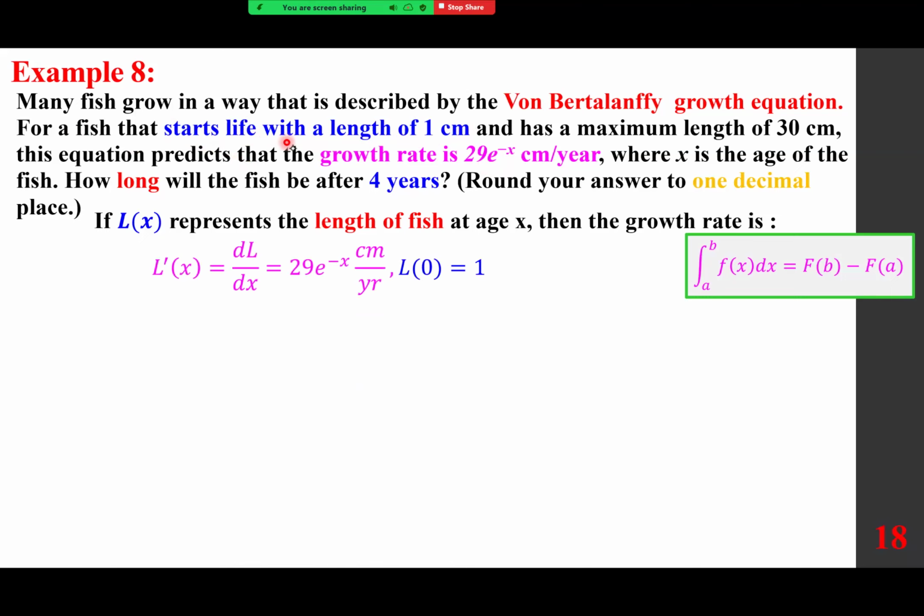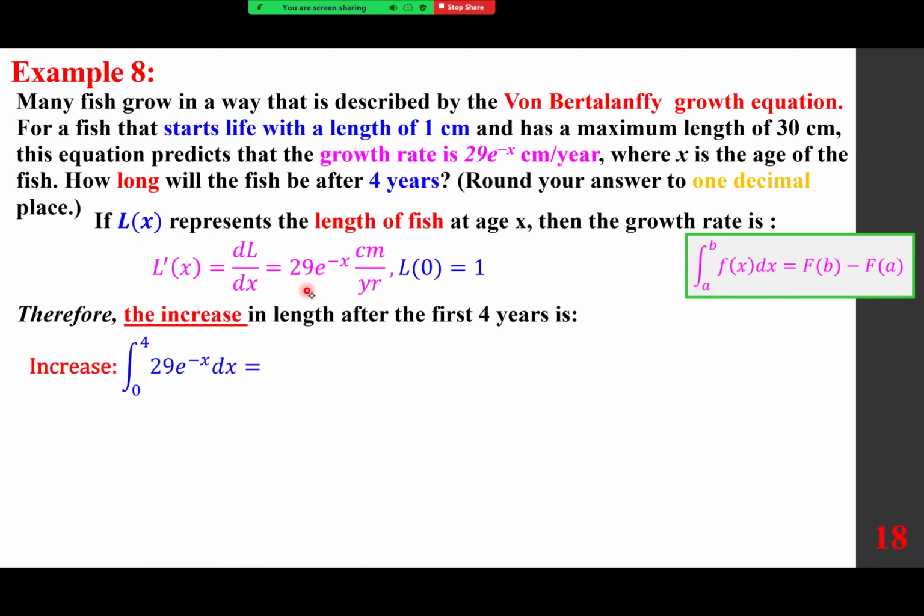So if we want to go with the accumulated change theorem, we take the integral of this. So the amount of increase in length for the first 4 years is this from a to b, from 0 to 4. And here's your function. And to integrate this, we divide by -1. We end up with negative 29e^(-x), from 0 to 4, so plug in 4 minus plug in 0. It's easier to keep the negative 29 out as a common factor.